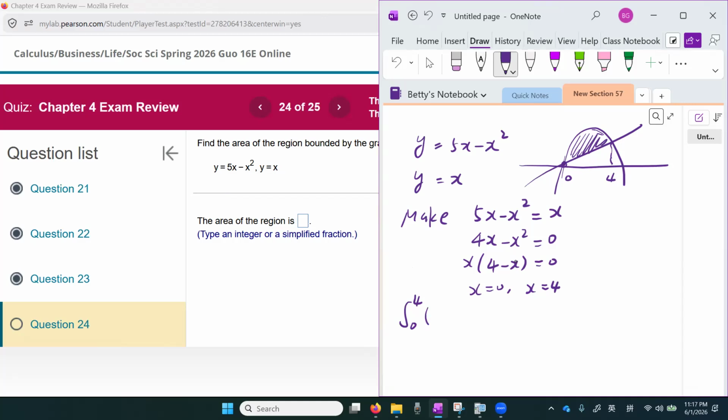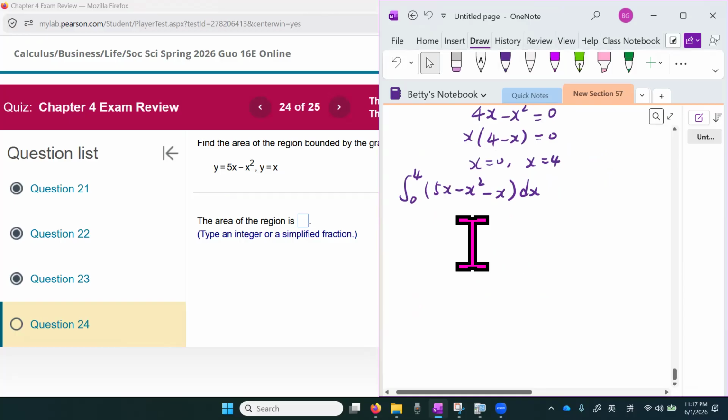The parabola minus the straight line, so it is 5x minus x squared, the parabola, minus x, the straight line, dx. We should have found this integral, parabola minus the straight line. Let's simplify the function: 5x minus x is 4x.